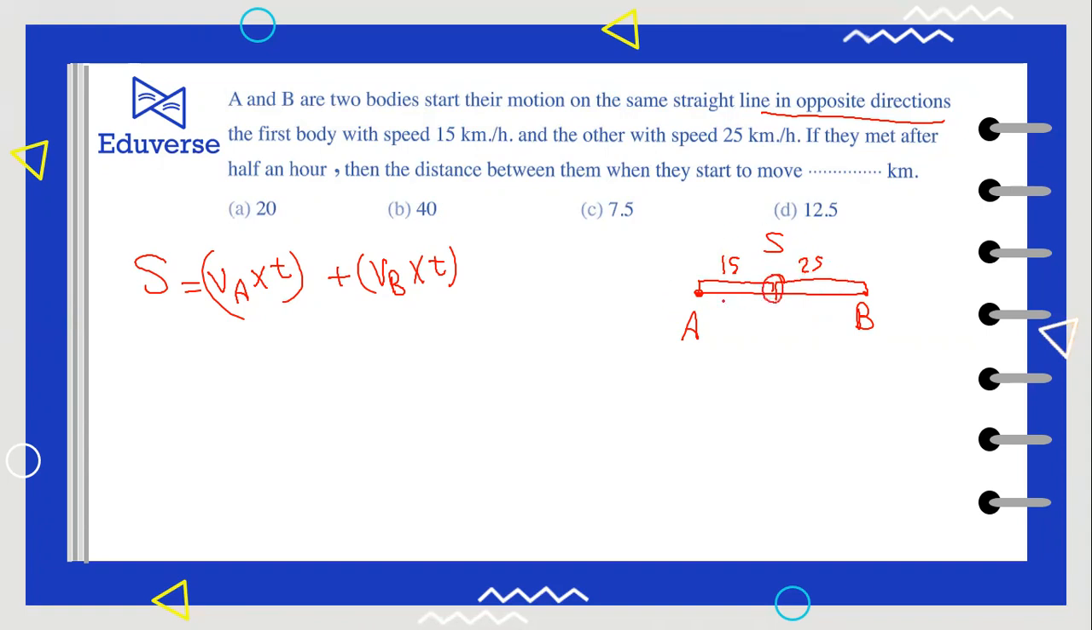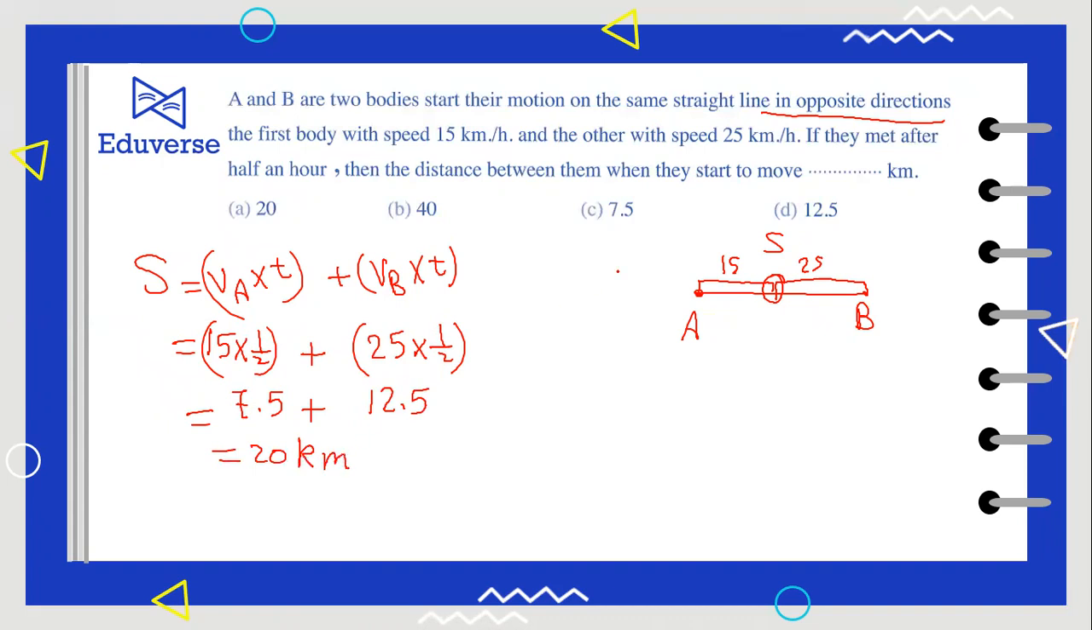The two cars met after half an hour. Then, if I multiply the velocity of car A by half, I will find the distance covered by car A. And if I multiply the velocity of car B by half an hour, I will find the distance covered by car B. Add them and it is the total distance between the two cars. Okay? Here, 7.5 and 25 multiplied by half is 12.5. Their sum is 20 kilometers. The distance between them is 20 kilometers.